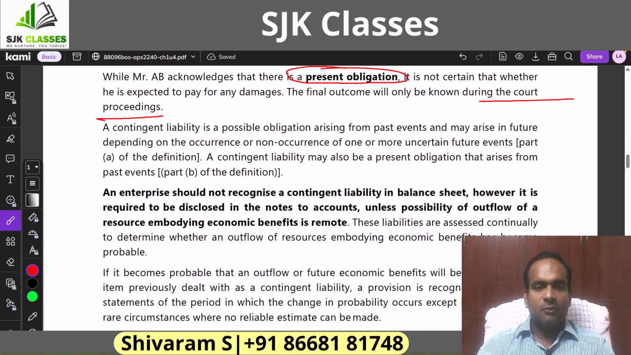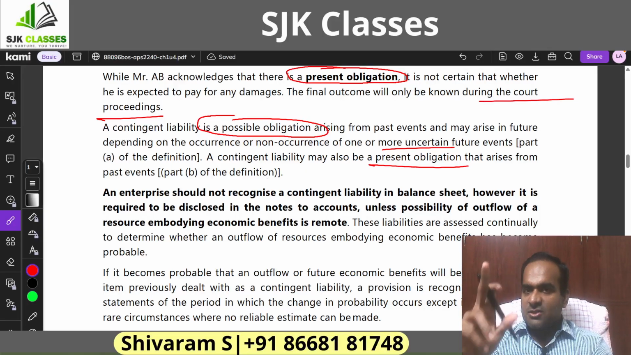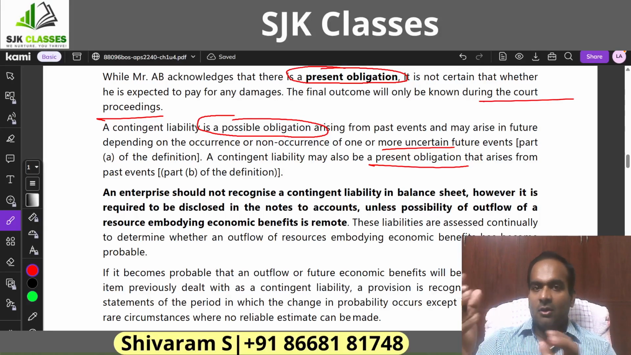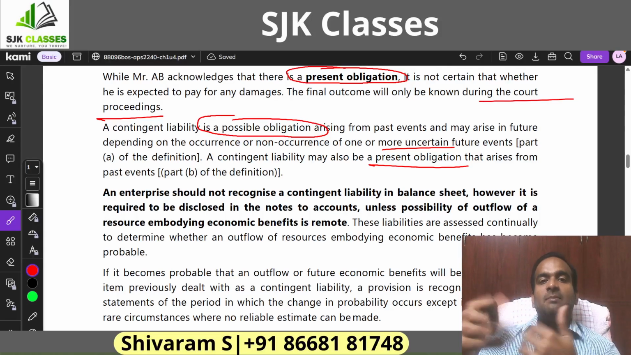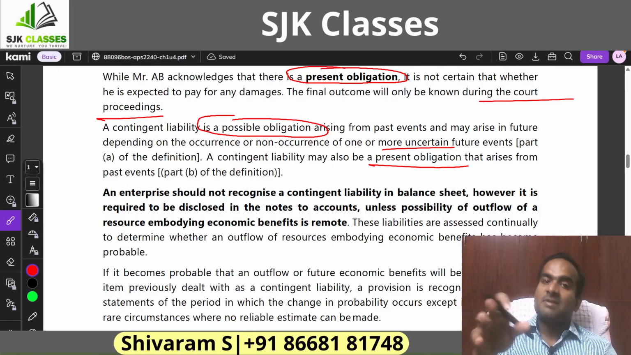So here, a contingent liability is a possible obligation arising from a past event, and may arise in future depending on the occurrence or non-occurrence of one or more uncertain future events. A contingent liability may also be a present obligation that arises from a past event, which is part B of the definition. So there are two cases. The first situation is a possible obligation, where it is not confirmed whether there's a defect on our side or not. But when there's a defect from our side, it will be called a present obligation. This is the main difference.